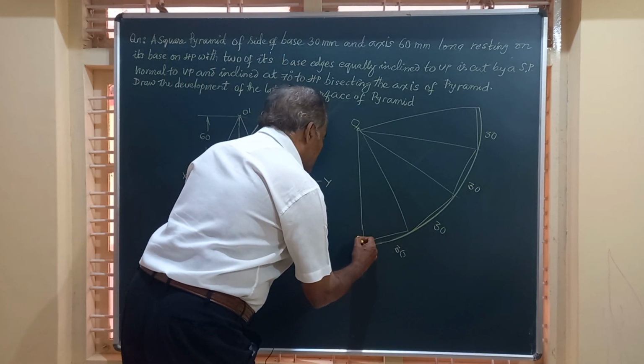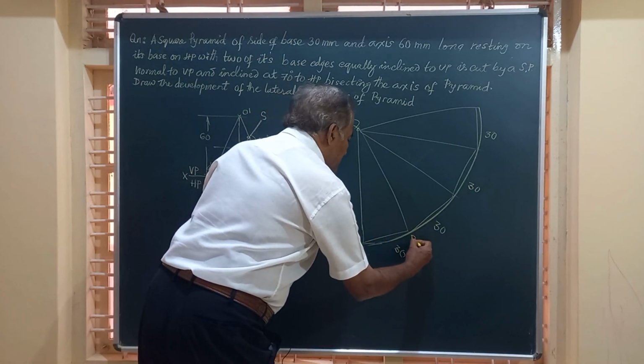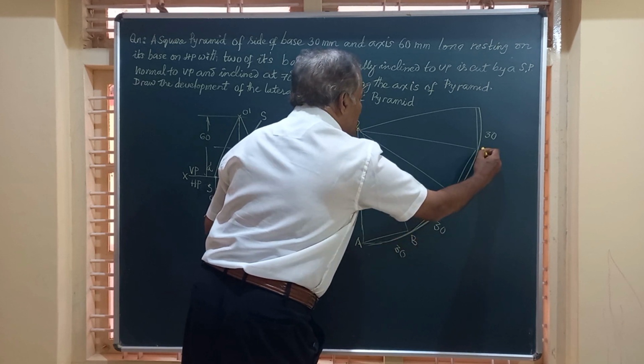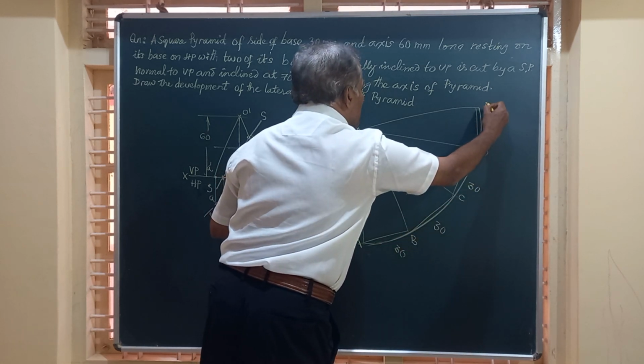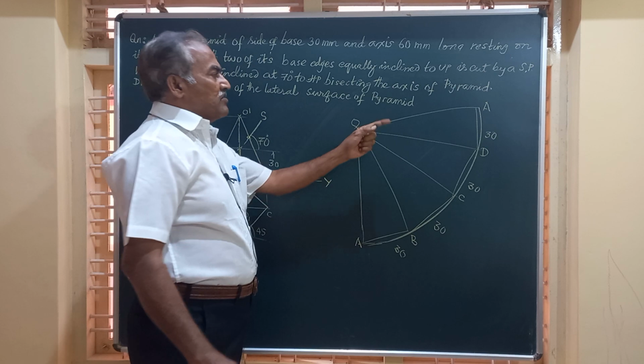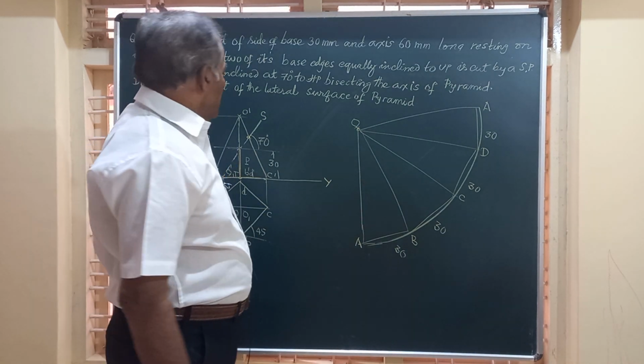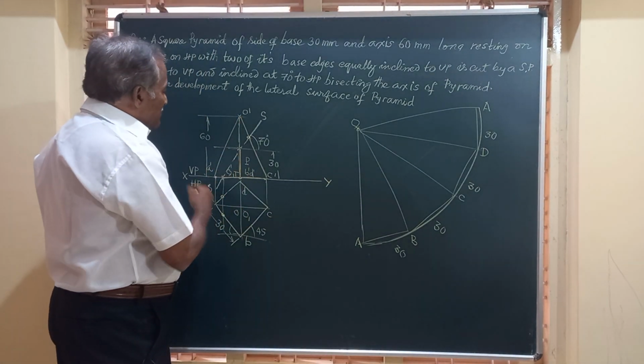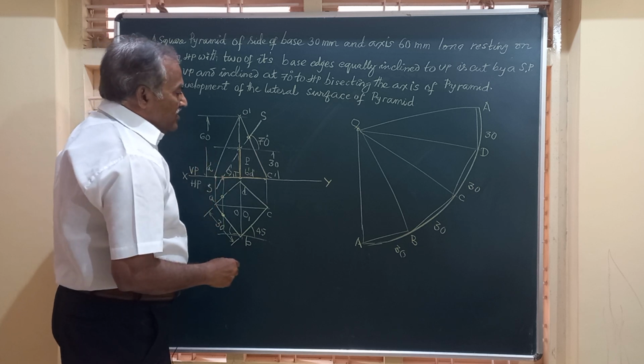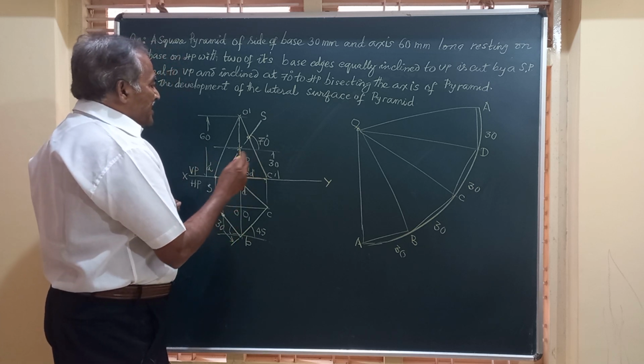So I will mark this as A, this is B, this is C, this is D, again A, because when you fold them together, OA and OA should come together. Friends, here this OD is removed, OA is removed, and here let us see how to get these points now.